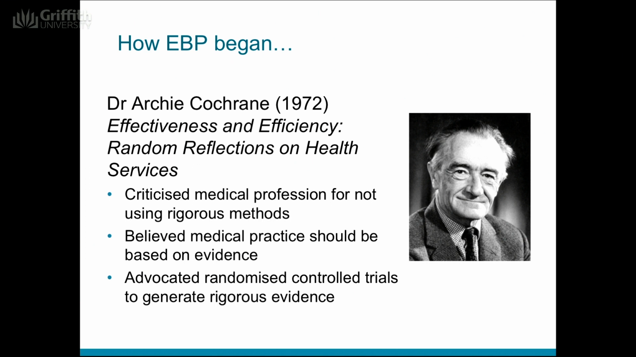How did it begin? Well, Dr. Archie Cochrane in 1972 wrote a book called Effectiveness and Efficiency: Random Reflections on Health Services, in which he criticised the medical profession for not using more vigorous methods, and he believed medical practice should be based on evidence. He in fact advocated randomised controlled trials to generate rigorous evidence. Now, back then that was quite controversial.